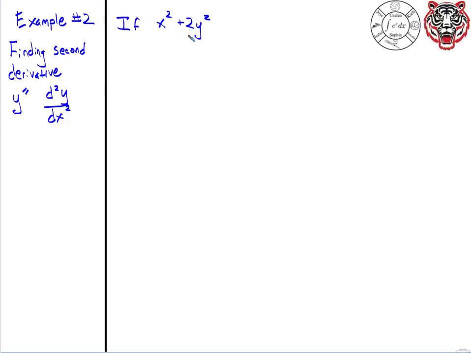x squared plus 2y squared is equal to 16. So the question is, what is d squared y over dx squared at the point 0, 2? We'll plug in a point as well. Do as much work as we can.